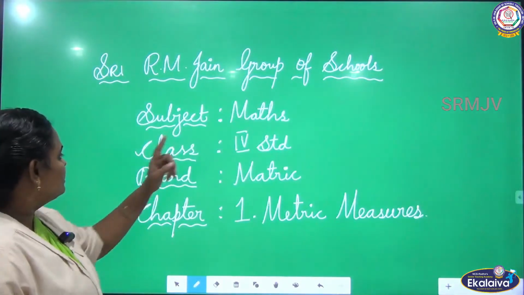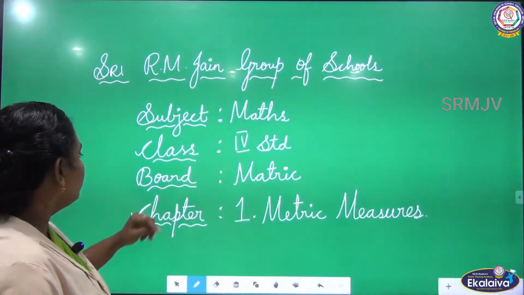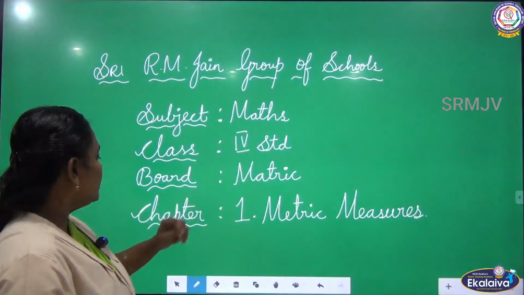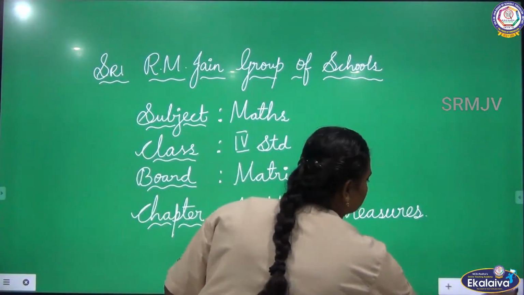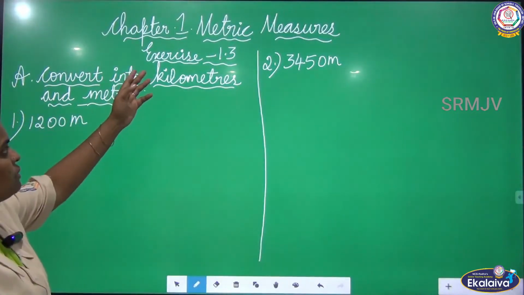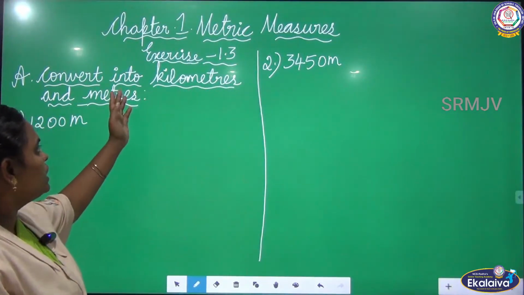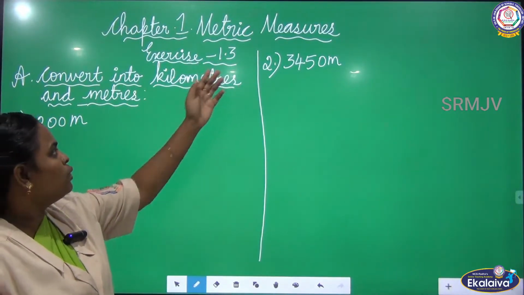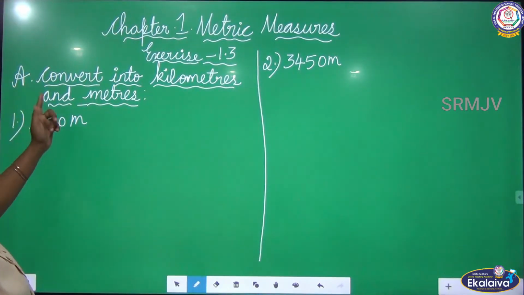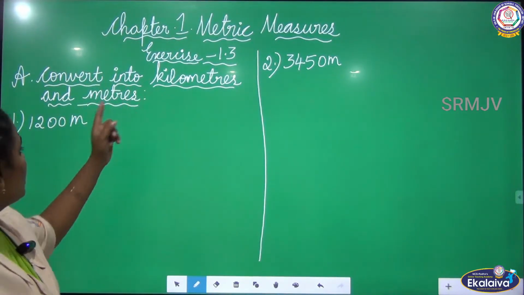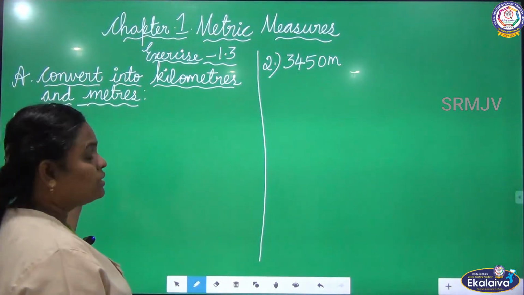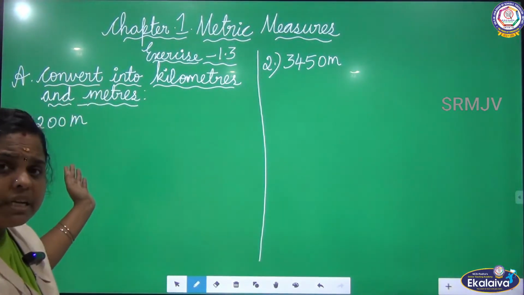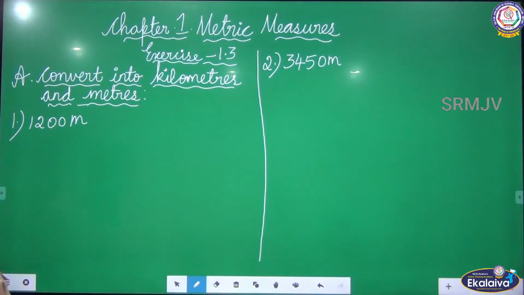Subject Maths, Class 4 Standard, Board Metric, Chapter 1 Metric Measures. In Chapter 1 Metric Measures we are going to do exercise 1.3. Convert into kilometers and meters. We are going to convert meters into kilometers and then meters.